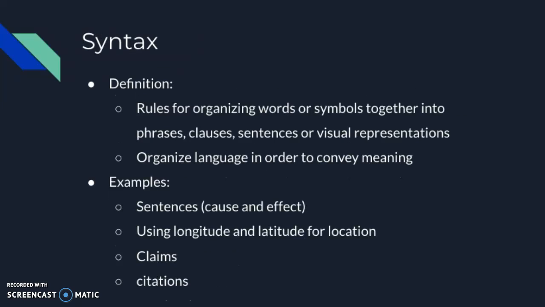So connecting back to academic language in history, social science. Also, last but not least, is syntax. Regarding syntax, these are the rules for organizing words or symbols together into phrases, clauses, sentences, or visual representations. And it's the way that we organize language in order to convey meaning. And examples of this are sentences that could be about cause and effect, using longitude and latitude for location, for example, within a geography class, creating claims, and also citations and learning how to properly cite from various sources as well.